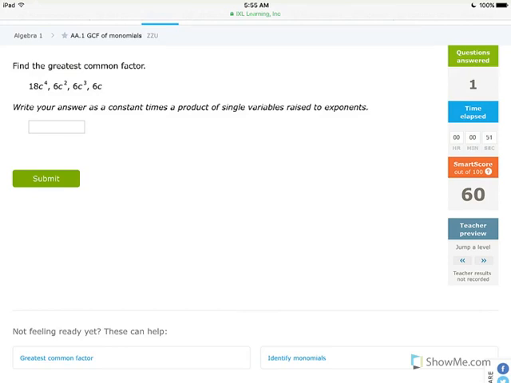And here's the next one, kind of same idea. The only difference is we now have 4 different terms. So we have this one, this one, this one, and this one. So if we look at the 18c to the fourth, that is one of them. 6c to the second, 6c to the third, and 6c.